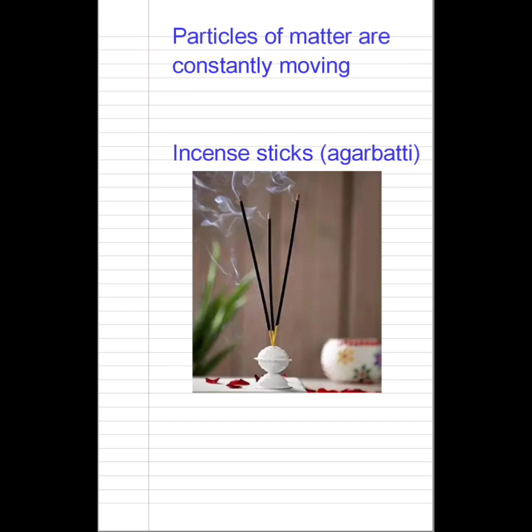Particles of matter are constantly moving. In the first page of the chapter, we have seen the lighting of an agarbatti. Similarly here, when we light an agarbatti, what happens? We can see the smoke constantly moving in the entire room. That's why a person standing at the corner of the room can smell the fragrance of the agarbatti even if it is far away from him.